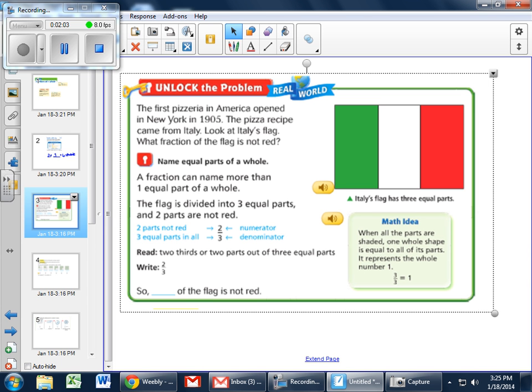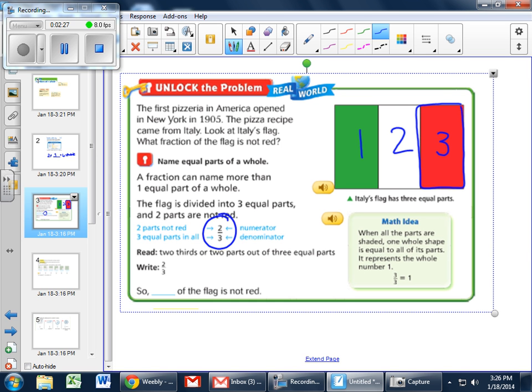So we're going to name equal parts of a whole. A fraction can name more than one equal part of a whole. The flag is divided into 3 equal parts. And 2 of them are not red. We're looking at this one of them being red. Okay, so 2 parts are not red. So we have 2/3 of them not being red. Okay, 2 out of the 3. 2 out of 3 are not red. So 2/3 of the flag is not red.